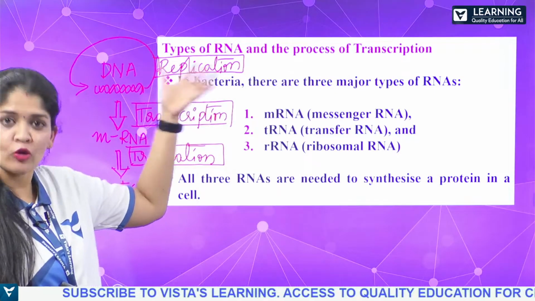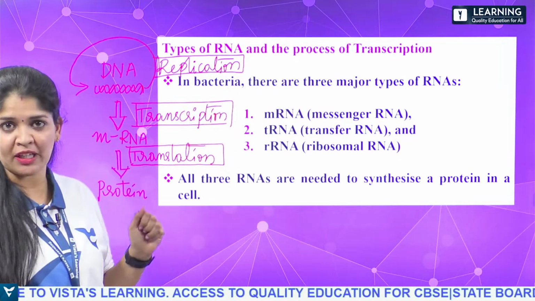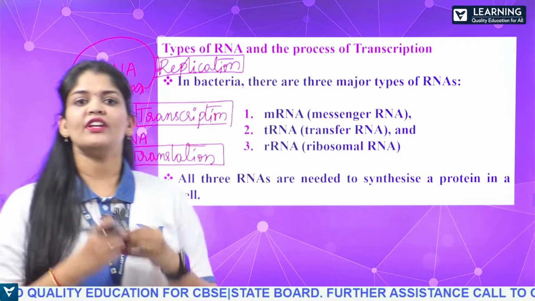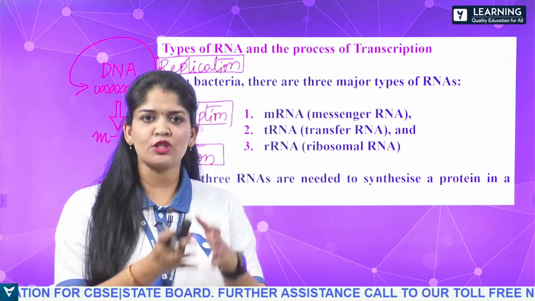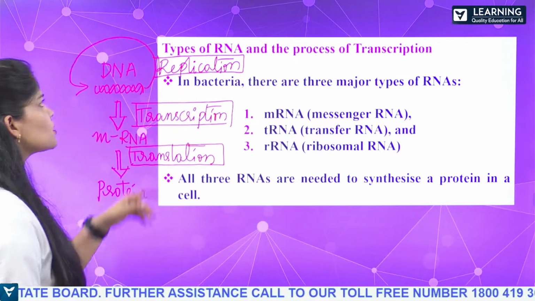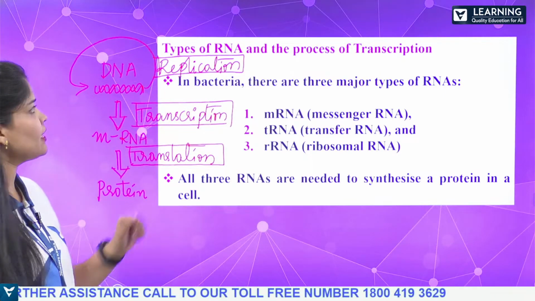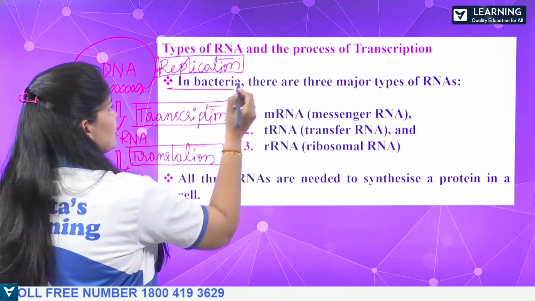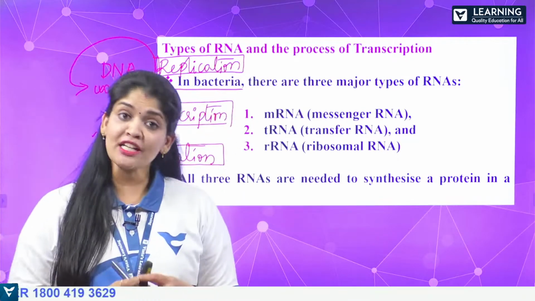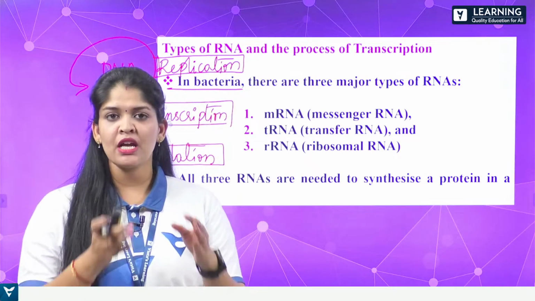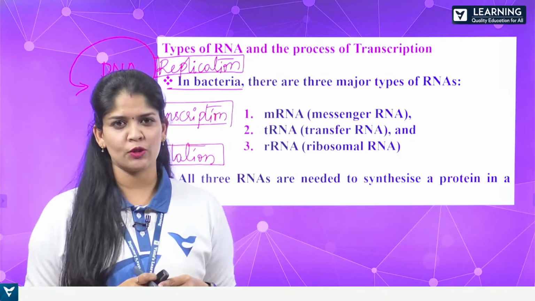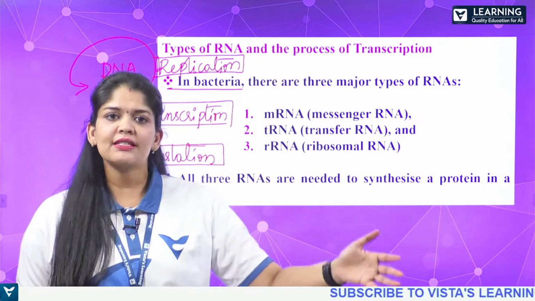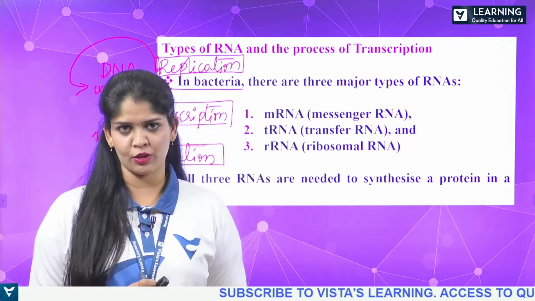Replication, we already studied in detail, the replication of DNA. Now, transcription: in this process, we have understood the transcription unit. Now, here, the types of RNA and the process of transcription. In the last session itself, we mentioned the differences between the process of transcription in prokaryotic cells and in eukaryotic cells.